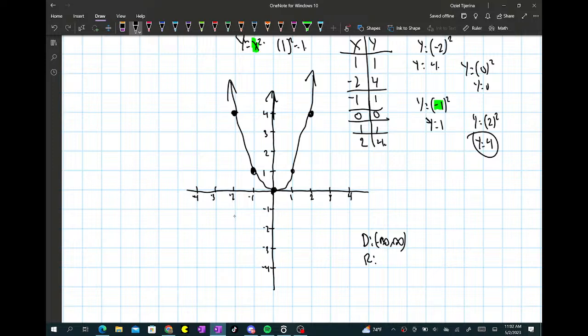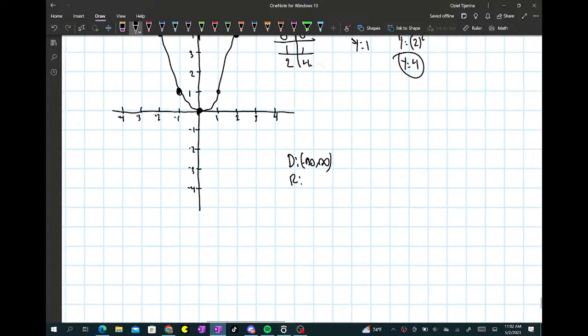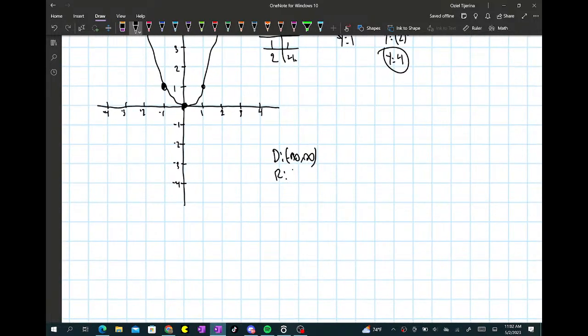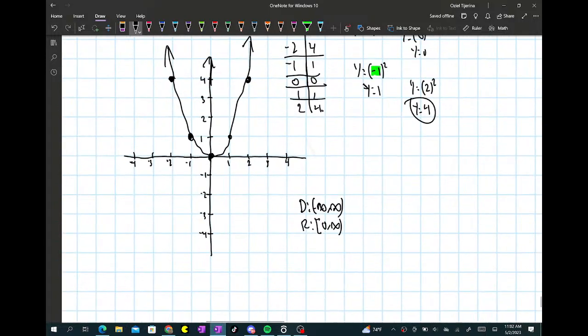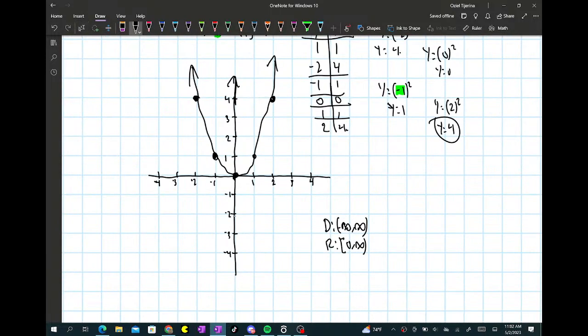It does not start below the x-axis. So our y value starts at y equals 0, and it just keeps going upwards. So this means that our range is going to be from bracket 0 to infinity, not all real numbers really, because it only goes upwards like that, right? Okay.